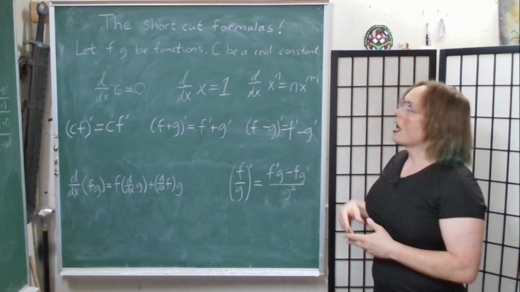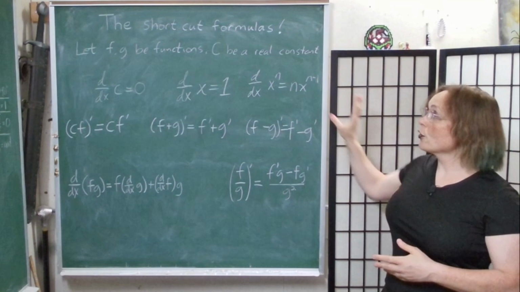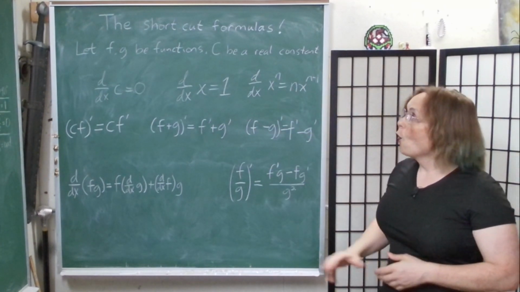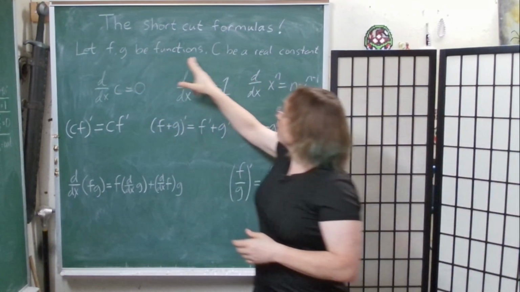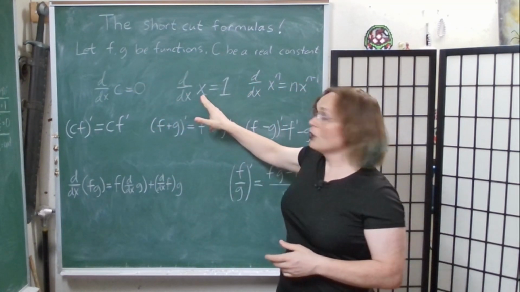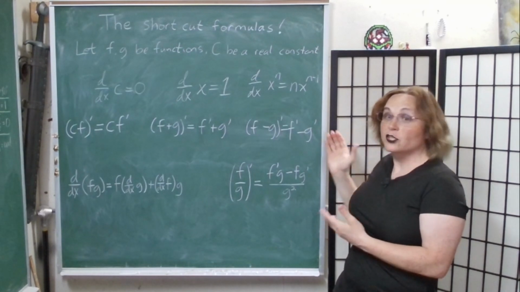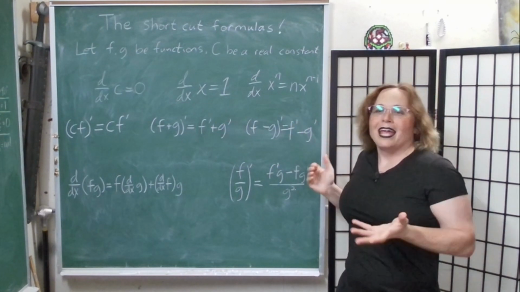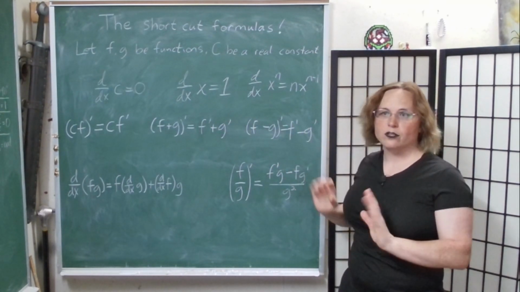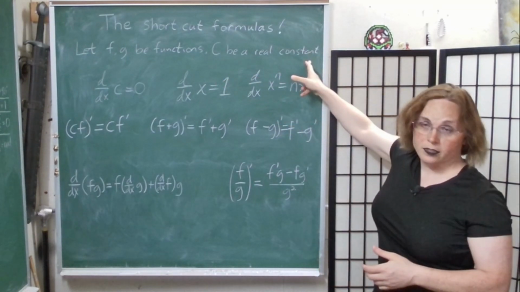Okay? Now, a part that got left out in the words up here because of space was that when we are utilizing these rules, when we're saying let f and g be functions, we specifically mean functions that are differentiable at x. Because obviously, if they're not differentiable at x, we can't take the derivative. It seems like a gimme, but it's important to make sure that it's said. And then, of course, c is just going to be a real constant.